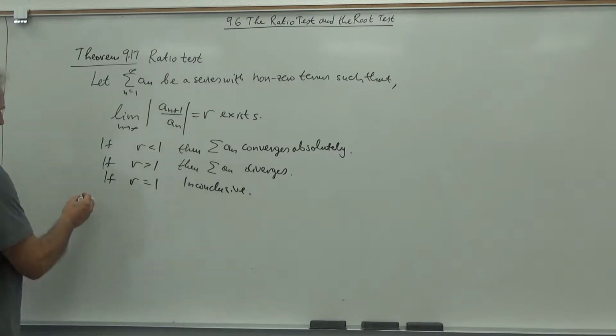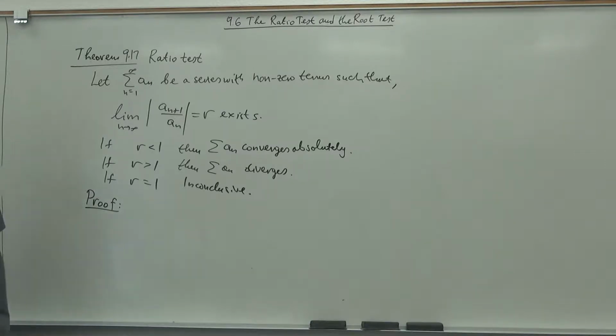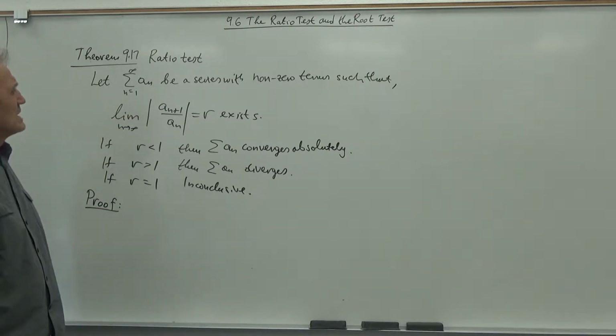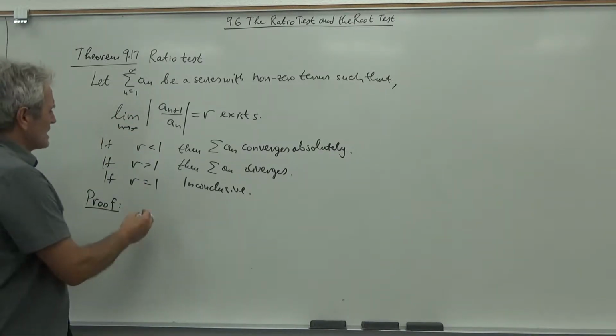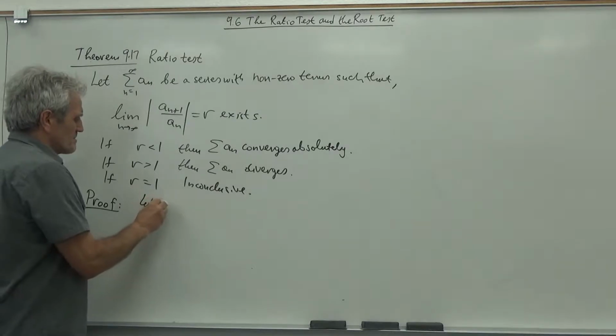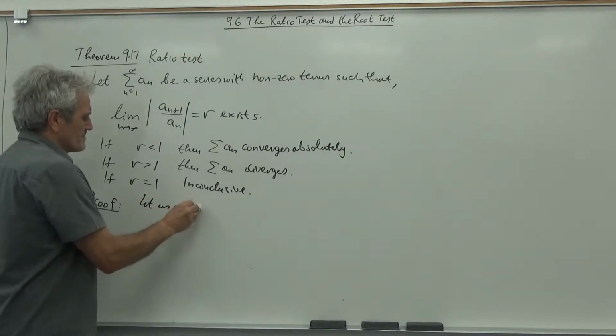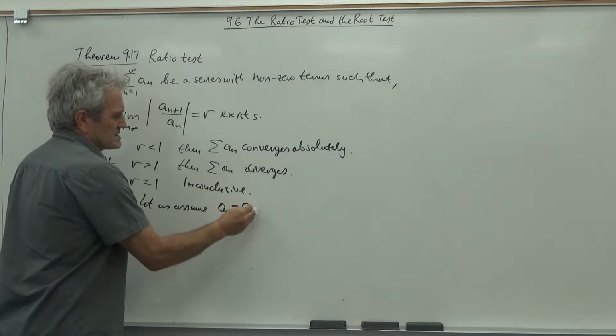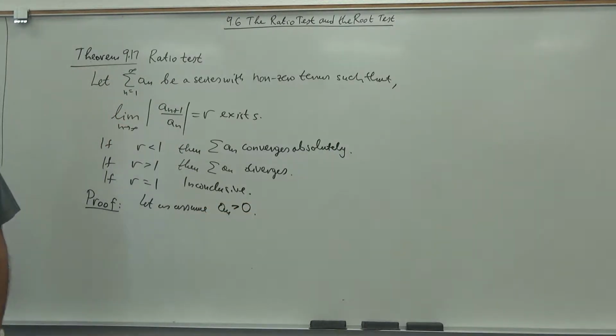What is the reason for this? I'm not going to write the proof. I wrote quite a precise proof in the notes. Let me give you the flavor of what's happening here. Since we are taking absolute values, we can assume without loss of generality that a_n is greater than 0. Otherwise I would carry absolute values, it's just cleaner this way.